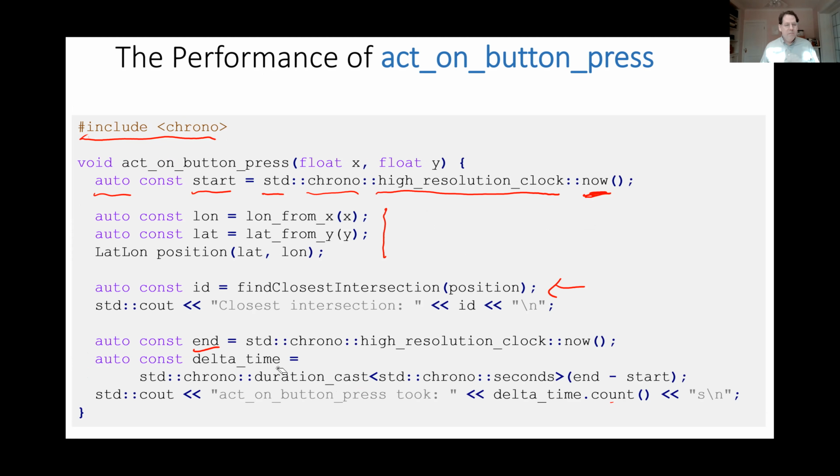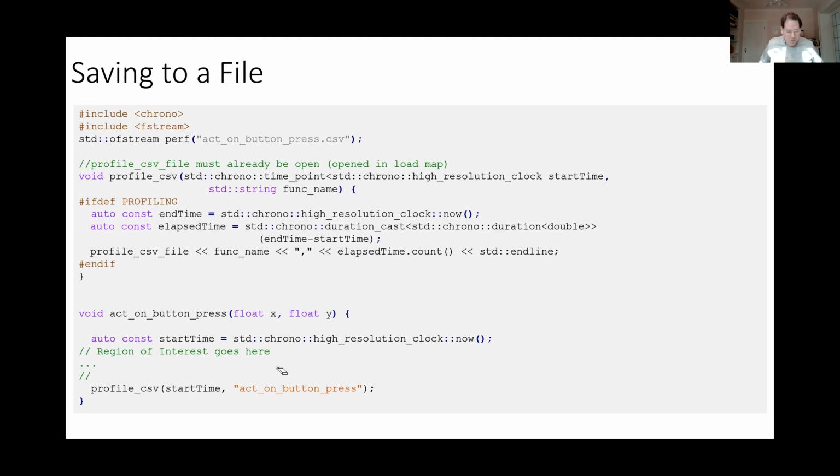When I'm running my program, it might get inconvenient to have it printing all sorts of stuff to standard output. So I'm going to save it to a file instead. I could do this if I only want one time measurement. I'm just worried about this one function, I want to quickly check it. But if I want more detail, it's probably better to save to a file.